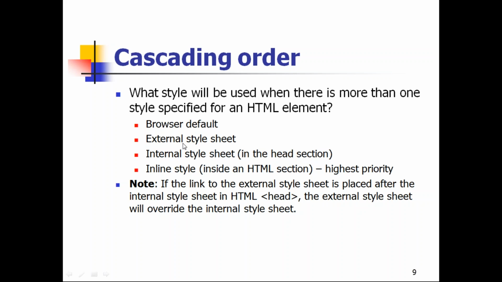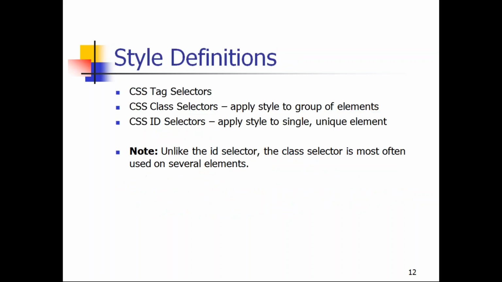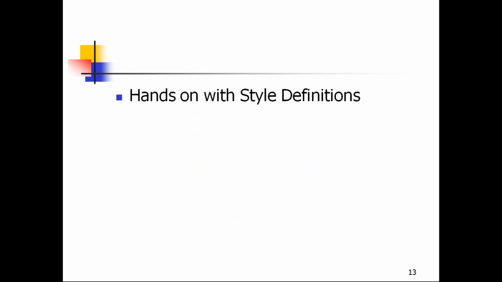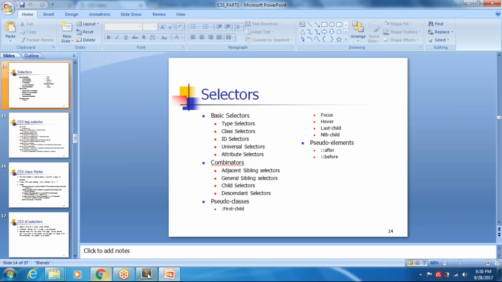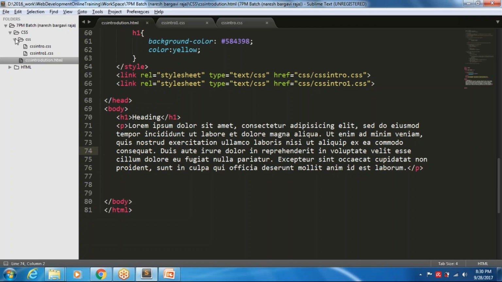That can be overwritten by using external or internal style sheets in the head section. If you go for inline styling in the HTML body section, it has the highest priority. The priority goes like this. And by the way, I told you these two things have the same priority. So always remember that one. The next one, let us talk about selectors now. I want to talk about selectors.